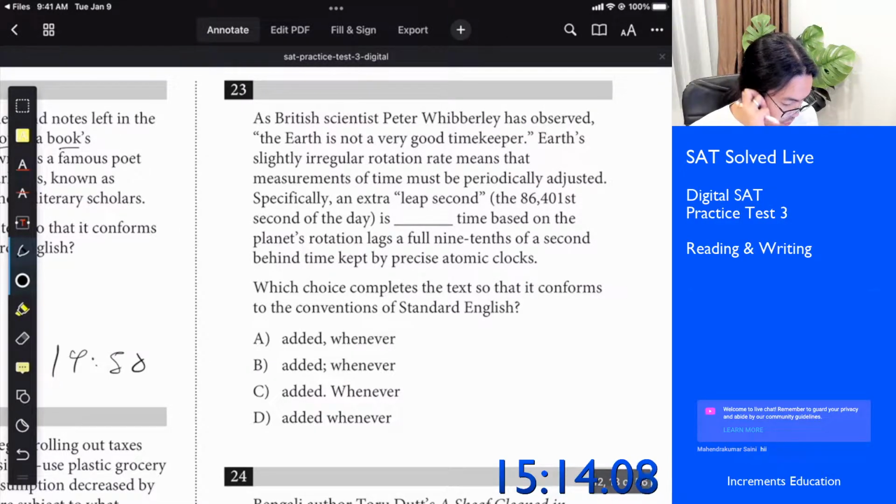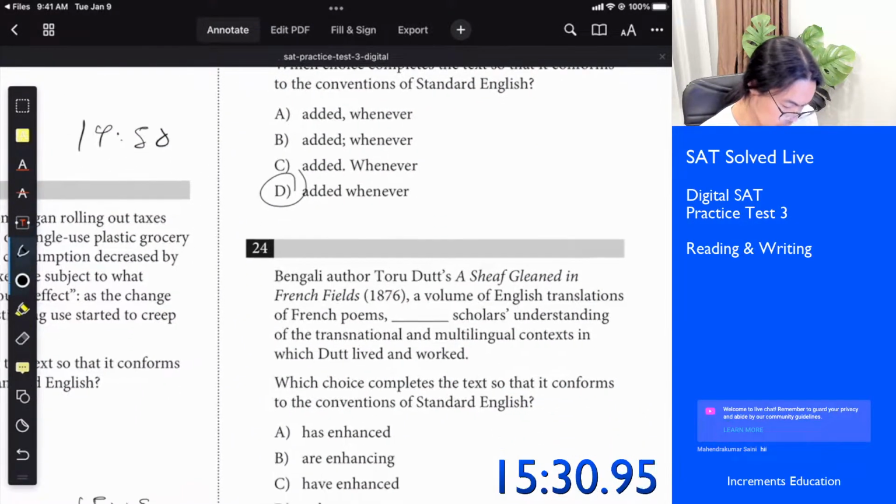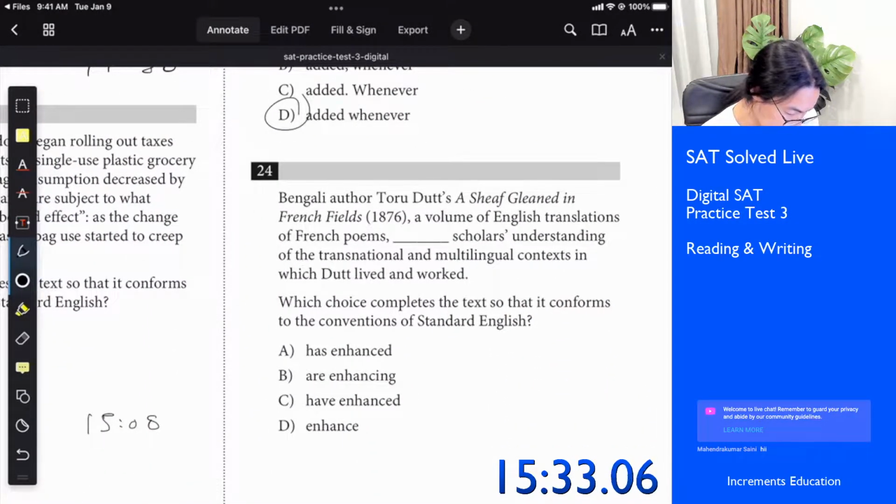As British scientist Peter Wibberley has observed, not a very good timekeeper. Slightly irregular means that adjusted. A leap second is added whenever. Wait, specifically whenever time-based lags full. Yeah, okay, there we go. Bengal. Oh wait, I didn't write the time. 1533.